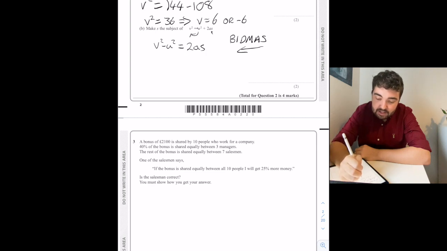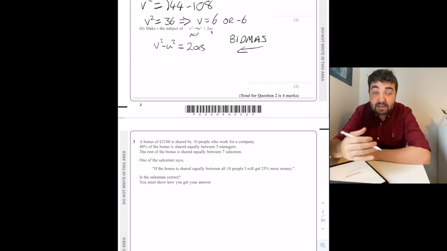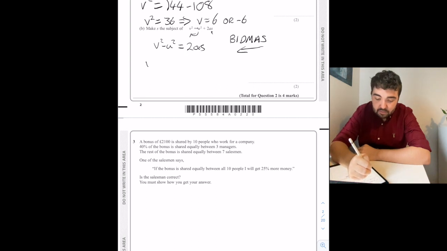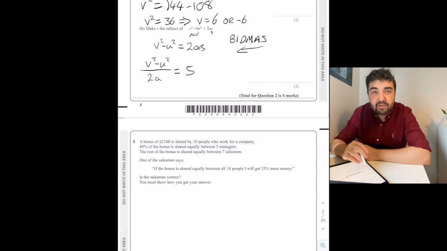How is this 2a related to our s? Well, it's multiplying it. So let's do the opposite, divide. So we end up with v squared minus u squared divided by 2a, and that's now equal to s. And look at that, we just got the answer. How easy was that?